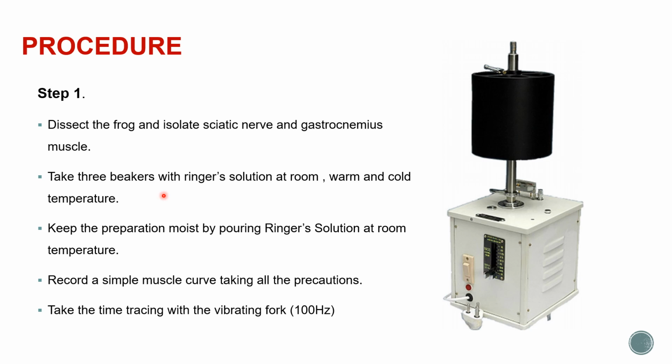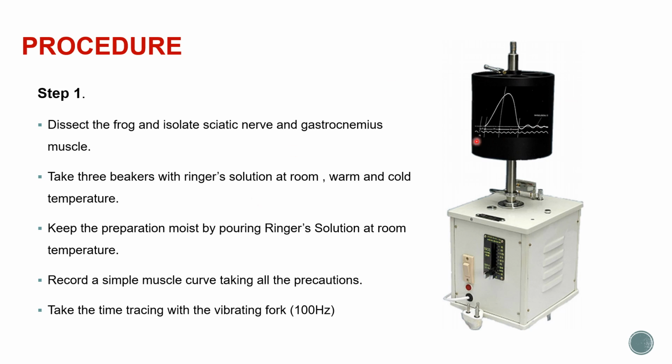One at a room temperature, other at a warm temperature, and the third one with cold temperature. And we are checking the temperature in the beakers with the help of a laboratory thermometer. Now the first thing that we have to do is we'll pour the room temperature Ringer solution onto the nerve muscle preparation and take a simple muscle curve.